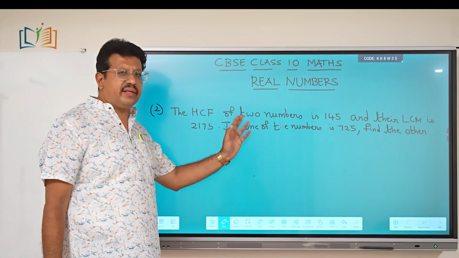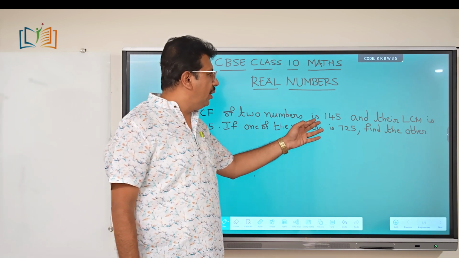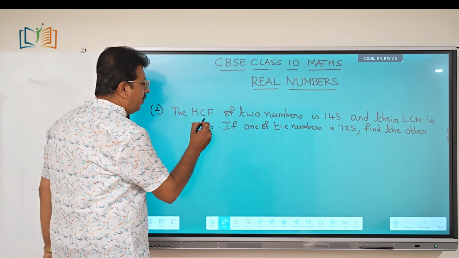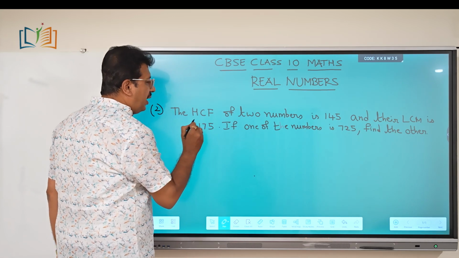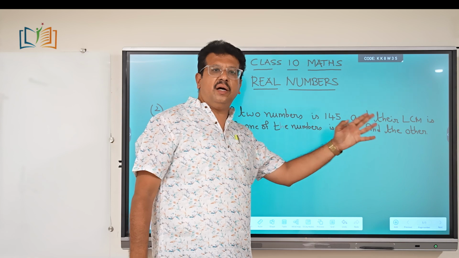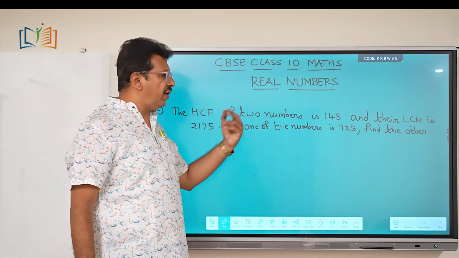Yes, we are taking the next problem here. HCF of two numbers is 145 and the LCM is 2175. It is 2175. If one of the numbers is 725, find the other. So they are asking the other number to be found here. So let us find the other number.